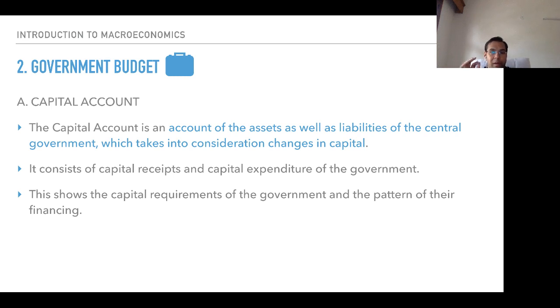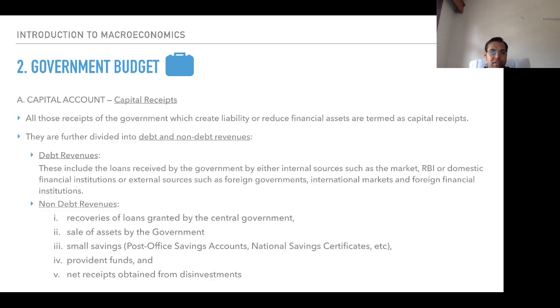It consists of capital receipts and capital expenditures of the government. So capital account has capital receipts and capital expenditures. Account of the assets as well as liabilities is included in this part. So the first thing that we study within capital account is capital receipts. Obviously, if we are talking about long-term expenditures, when we talk about capital expenditures, then capital receipts would be long-term receipts.